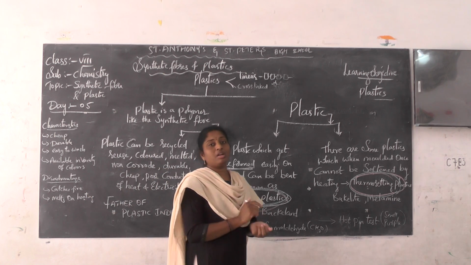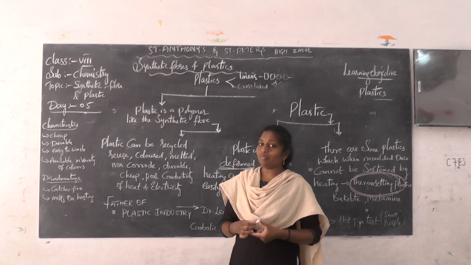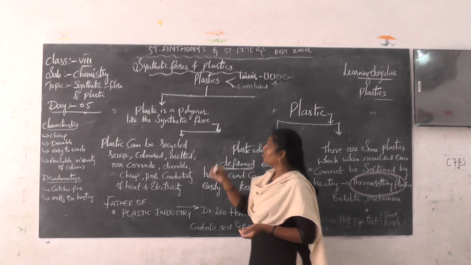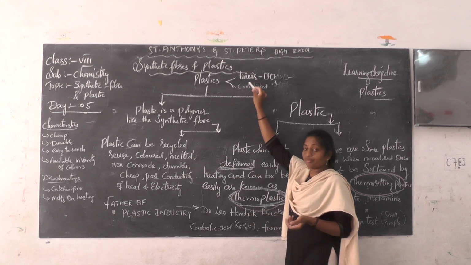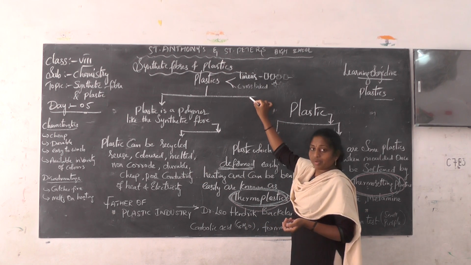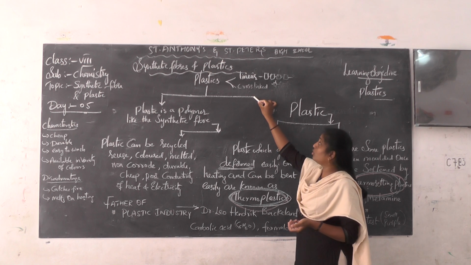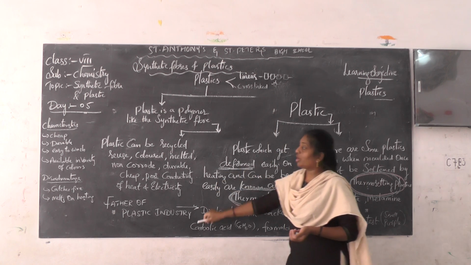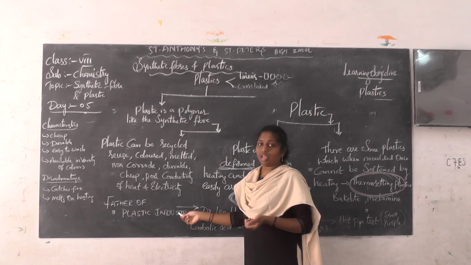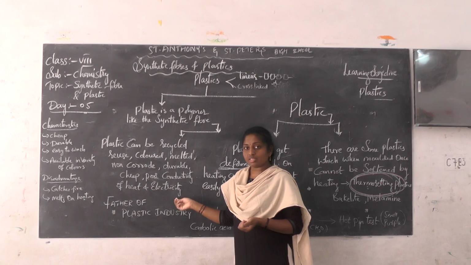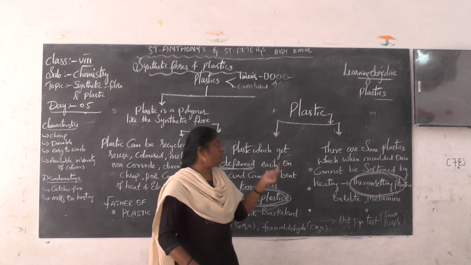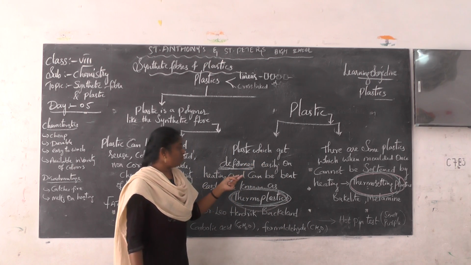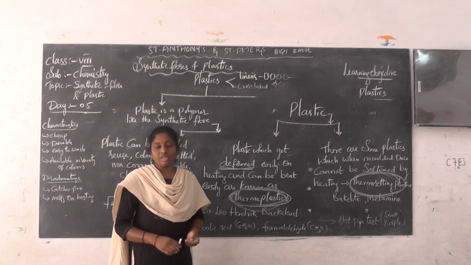In this section we learned about plastic. What is plastic? Plastic is a polymer like synthetic fibers, and we studied two different types of arrangement, that is the linear and the cross-link arrangement. We studied why we are using plastic in our daily life, because of many reasons, and we studied the two types of plastic. One is thermoplastic and one is thermosetting plastic.